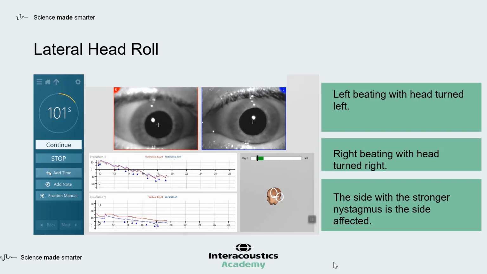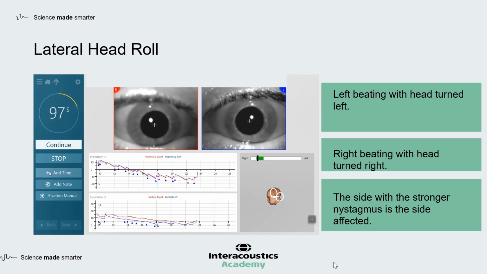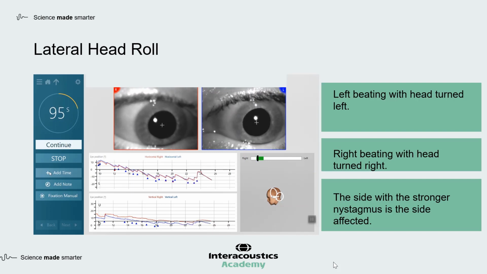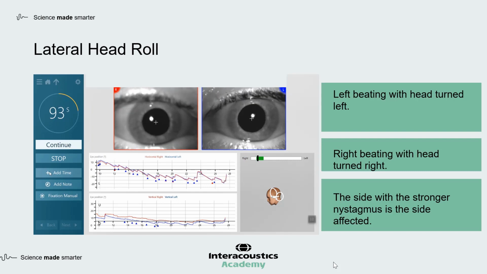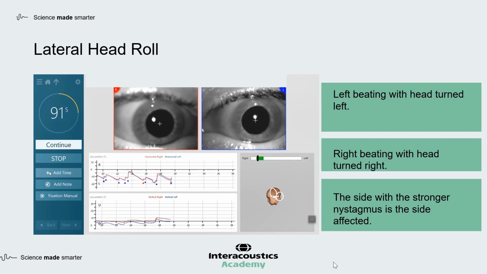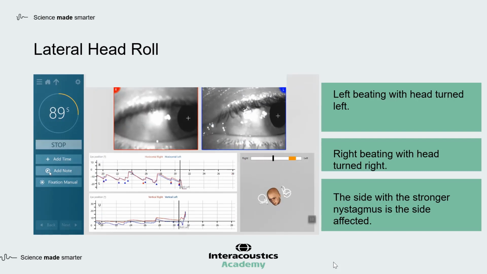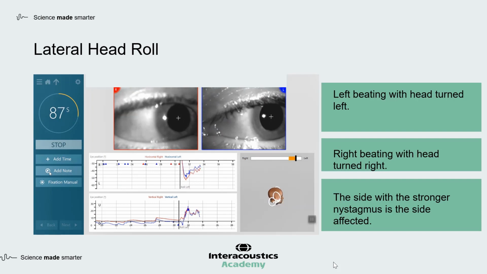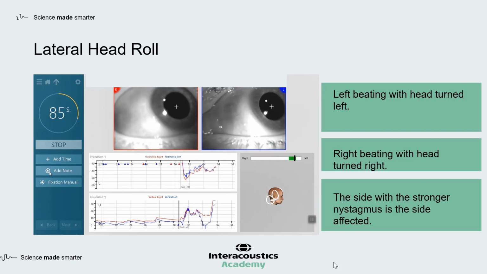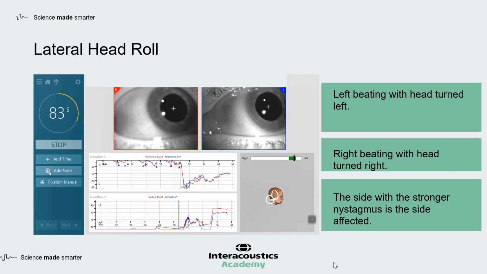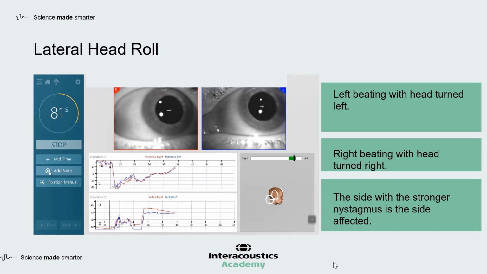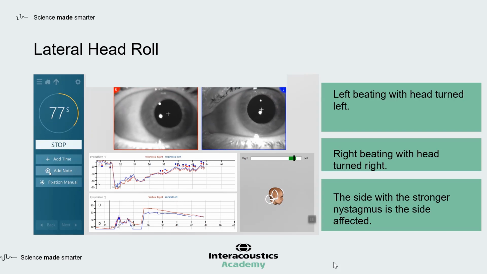And so here we can see when her head is turned to the right that she has a very nice right beating nystagmus. There might be a couple of vertigo beats there too, but a really nice clear right beating nystagmus. Now I turn her head to the left, and what happens? The nystagmus changes direction. So now I have a left beating nystagmus.